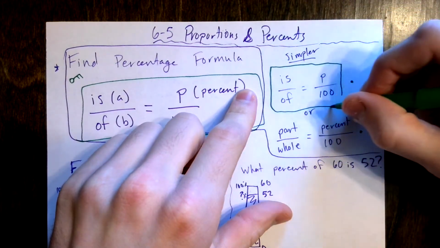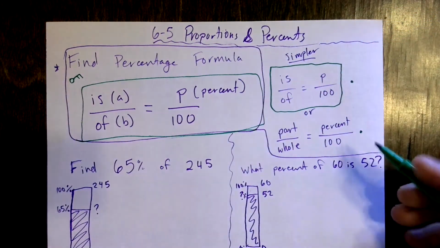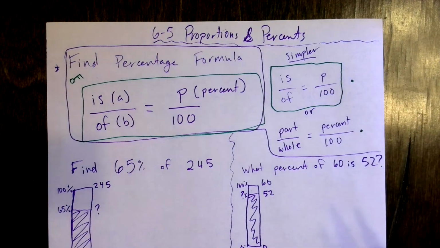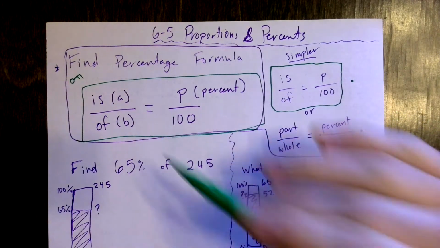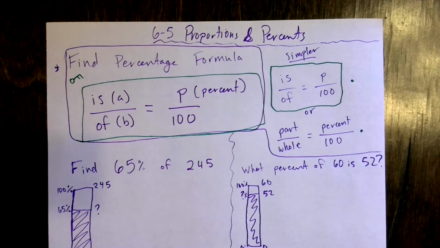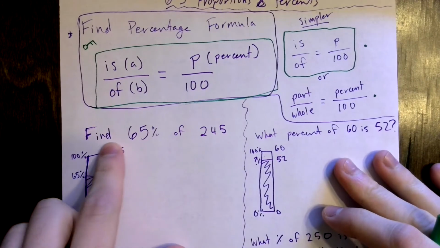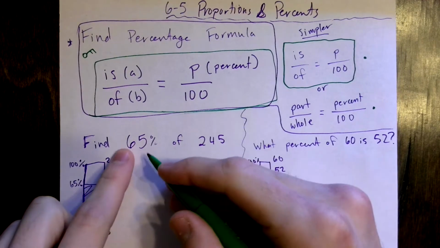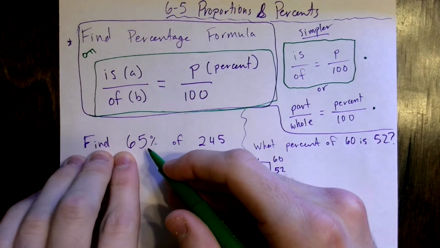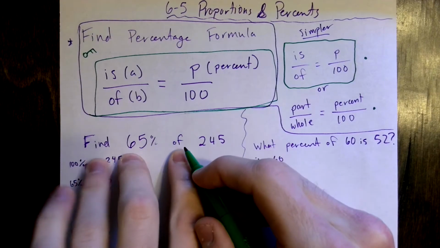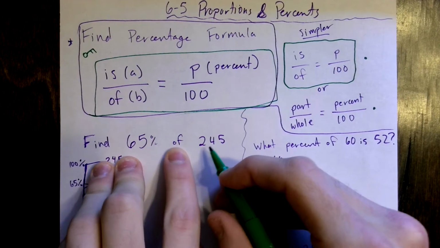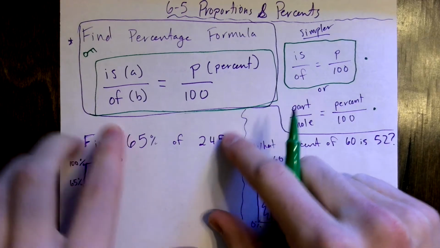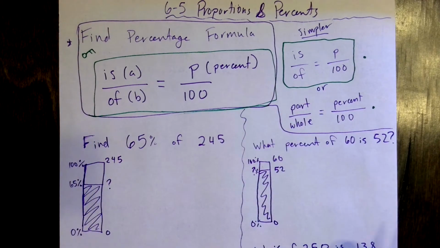This is the general formula that I'm going to use all day today. Is over of equals P, which is percentage, over 100. I have that written down for you right here. I have that A and B transitioned in there for you for the is and of. So a lot of times they're going to tell you something like this: find 65% of 245. And we're going to have some different ways that we can solve this. But basically, they tell us our percentage. 65 is our percentage, and they told us our of. So what we're going to do is take these and plug them into our formula. Let me show you an example.